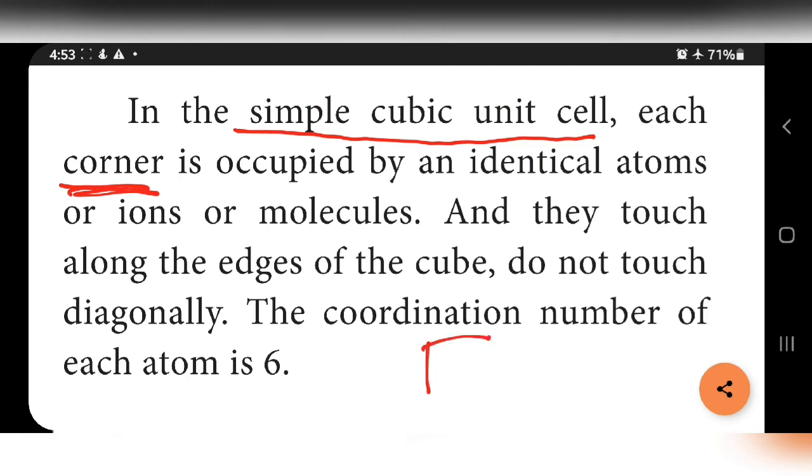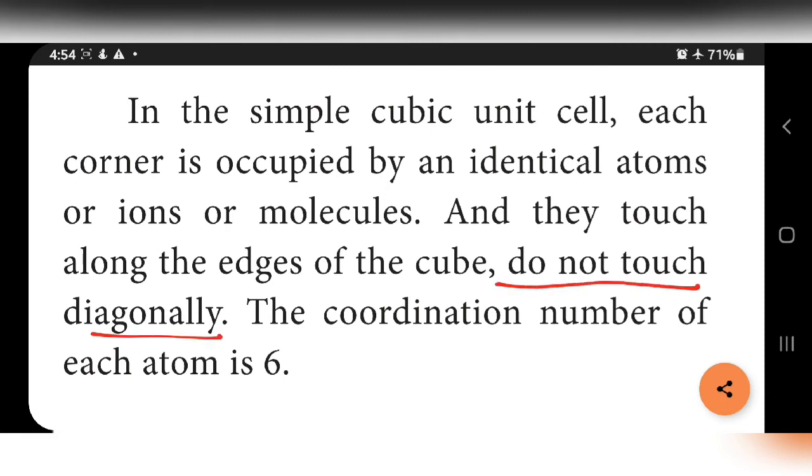Which one is the edges? Each line is called an edge. And they do not touch diagonally.